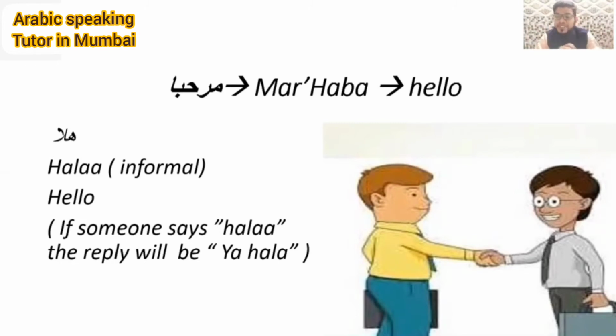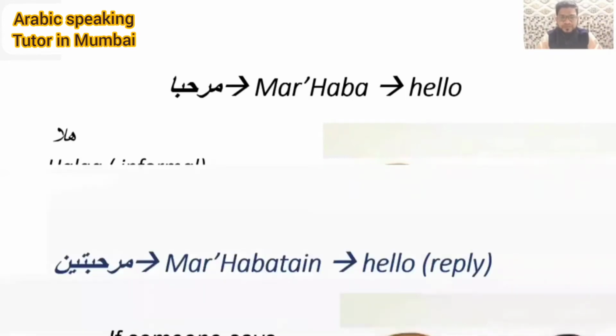So marhaba means hello. There is another way to say hello, and that is hala. But it is informal. Your close friends, relatives, people who are very close to you, you can use this one, hala. And if someone says hala to you, you can reply by saying ya hala.